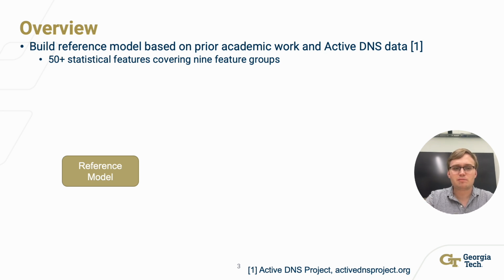So our work is divided into two major parts. There's the building of the reference model, and then there's the evasion. Our reference model was built using prior academic work and active DNS data. This academic work is based on top-tier security conferences from the last 10 years, and the active DNS data is a freely available data set provided by Georgia Tech. From this, we implemented 50-plus statistical features that cover 9 different feature groups. To ensure that our work is reproducible, we open-sourced implementations of this feature extraction.